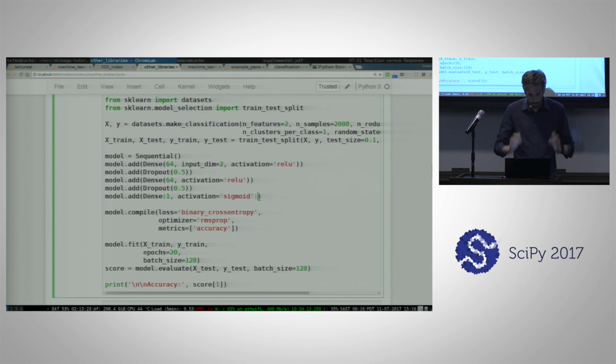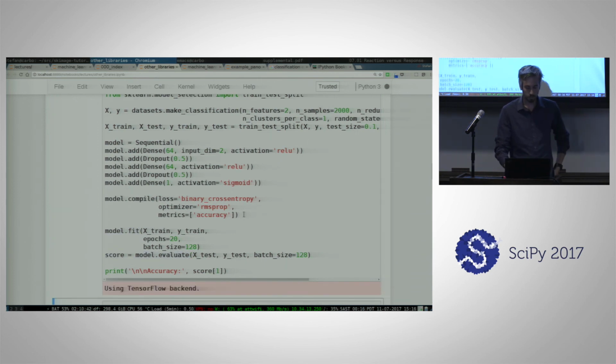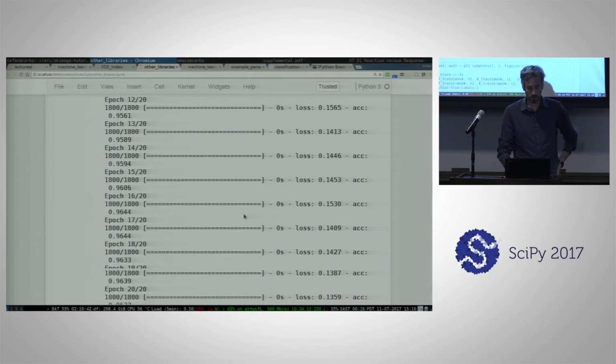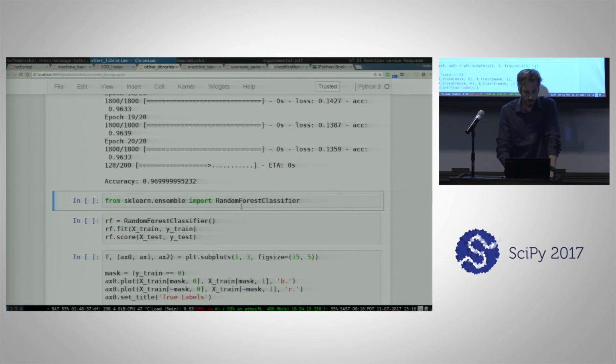So yeah, we can compile this model. You'll notice here the model.fit, very similar to the scikit-learn API, and then we can evaluate it to see how we do on our data. So let's execute that. It runs through a couple of training epochs and gets an accuracy of 96%. Like I say, very simple data set.